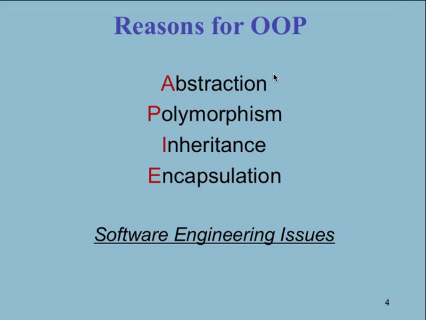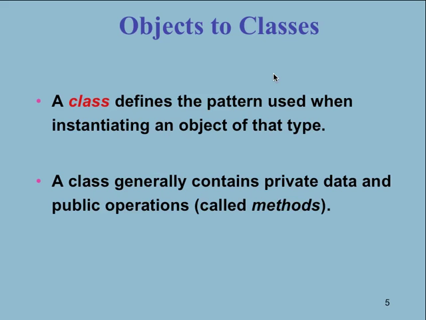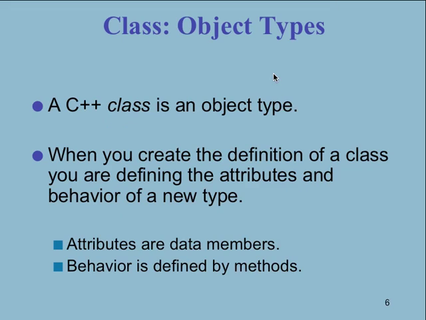Those are software engineering issues that we've covered in this course, actually. We learned about the class concept and the pattern of instantiating an object of that type. A class generally contains private data and public members called methods. And in C++, a class is an object type. We only have one object type that we create as user-defined.